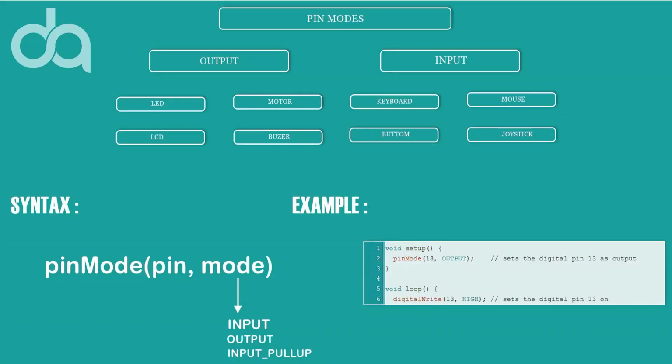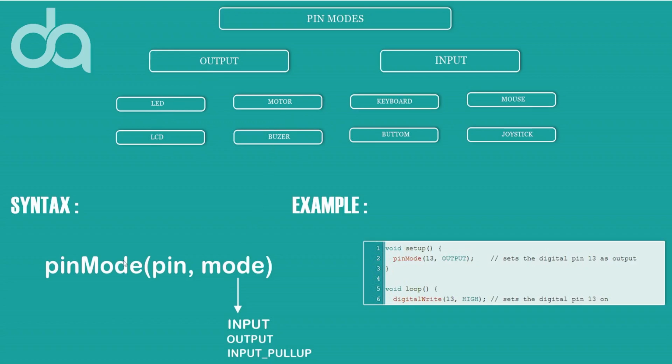We have two pin modes, input and output. Input gives us information. Output does something for us. Input is like keyboard, button, mouse, joystick, and output is like LED, LCD, electric motor, and something like this.